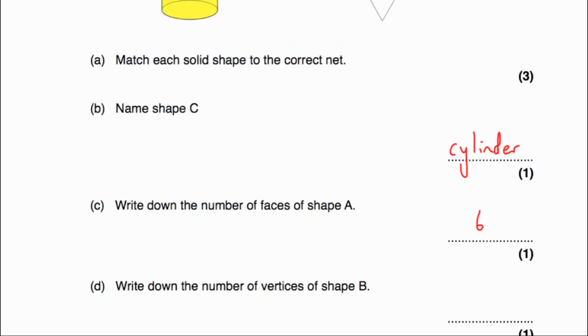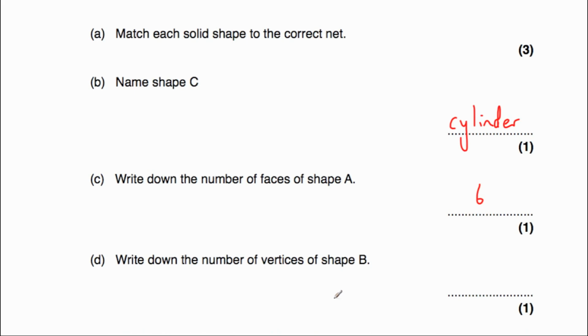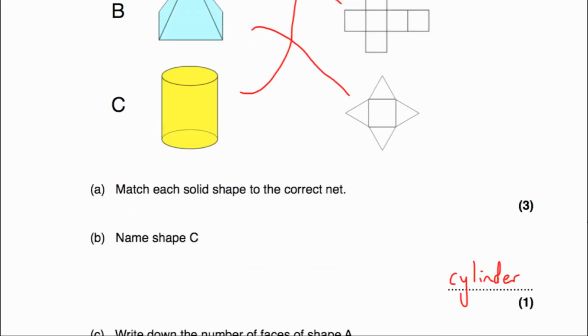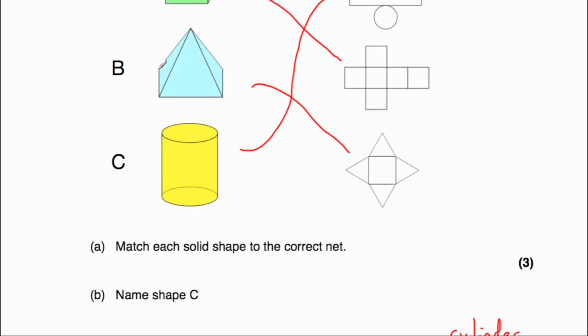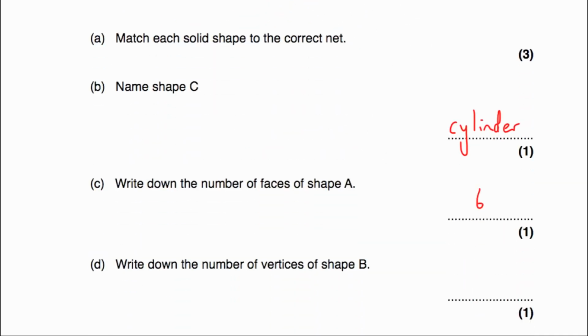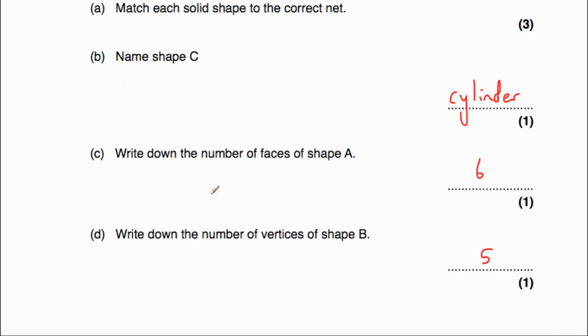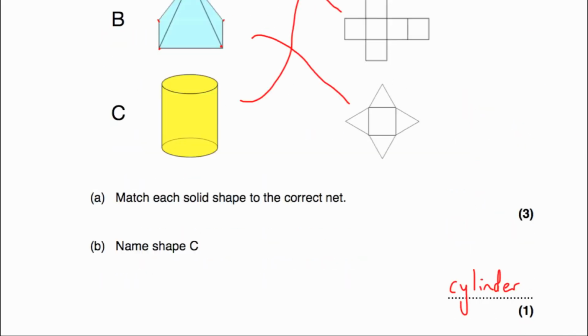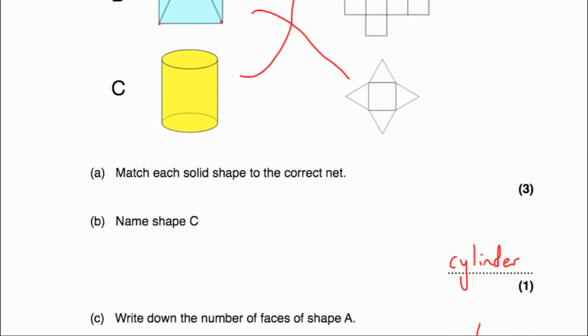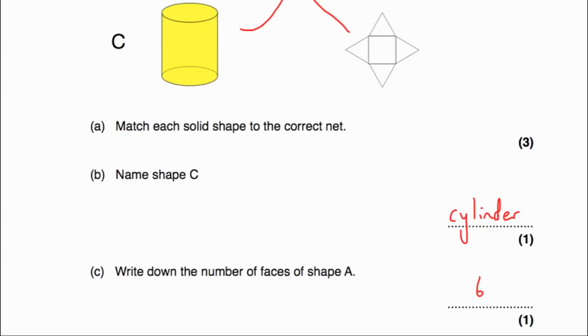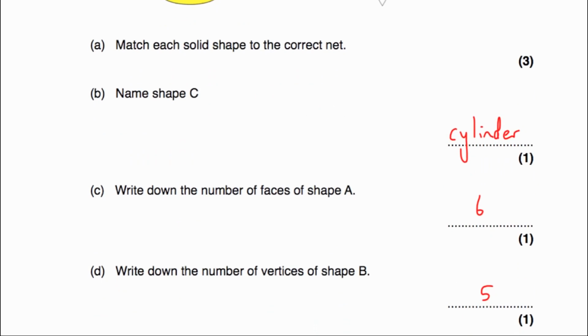Part D says write down the number of vertices of shape B. Shape B is a square base pyramid. It would have 1, 2, 3, 4 vertices at the bottom and 1 vertex at the top. So altogether there'd be 5 vertices. And that's question number 1. We matched up the nets to the shapes, shape C was a cylinder, a cube has 6 faces, and a square base pyramid has 5 vertices.